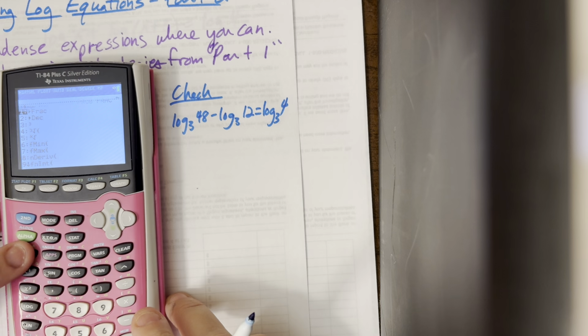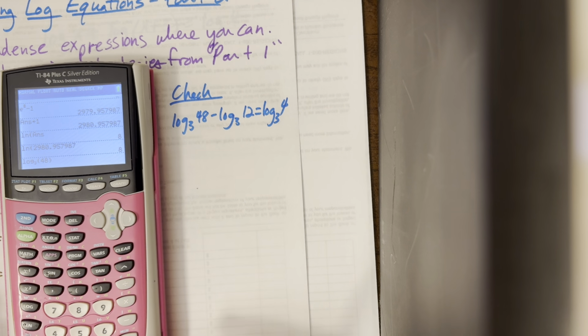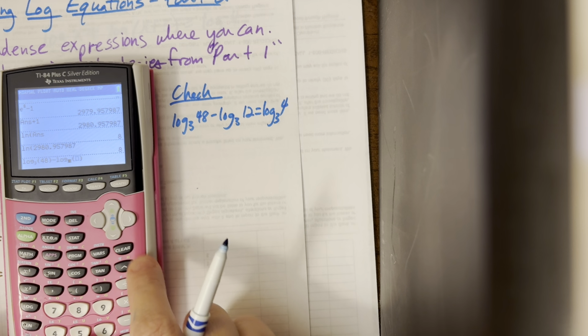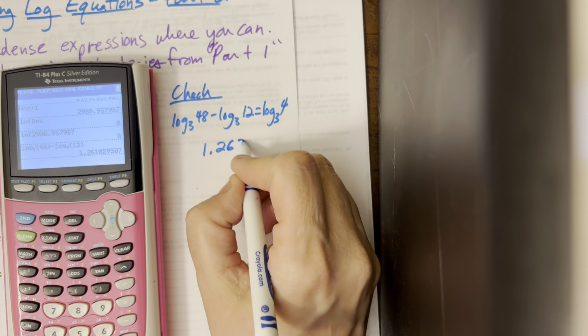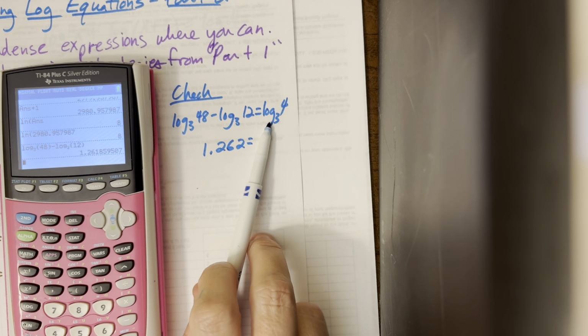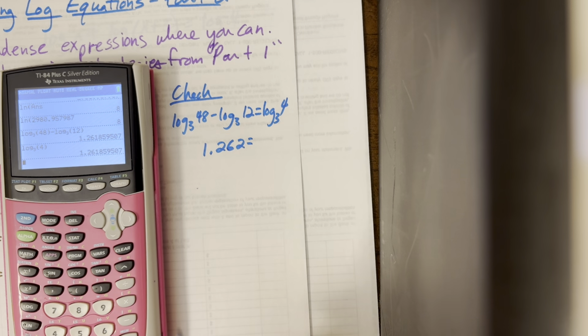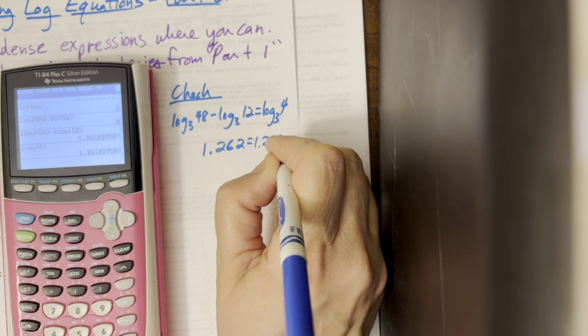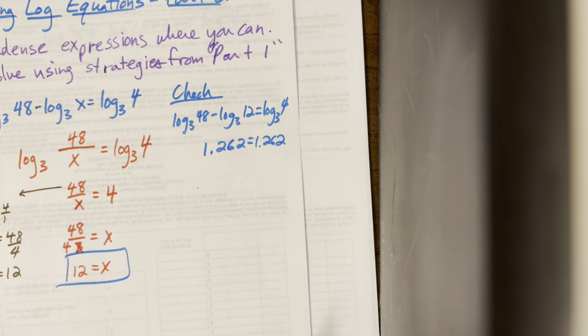So in the calculator, I've got log base 3 of 48, and then I'm going to subtract from that my other log expression, log base 3 of 12. And I get 1.262. I'm also going to evaluate the log base 3 of 4. Oh my gosh, I'm going right to the log button. What am I doing? Hey, it's the same thing. Okay, so it worked out and we're all good. 12 is a valid solution.